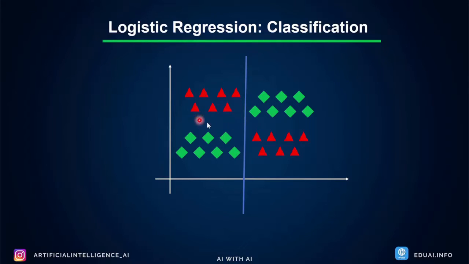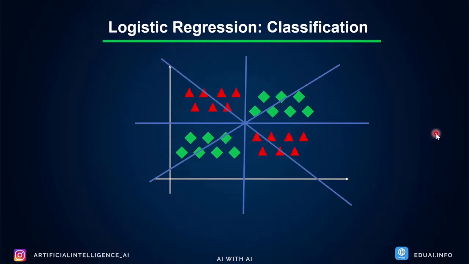No, right? I need to classify green and red separately. I cannot draw a line like this to separate the data. I cannot draw a line like this to separate the data again, right? So even I cannot draw a line like this. So how should I draw a line so that I get a better classifier?